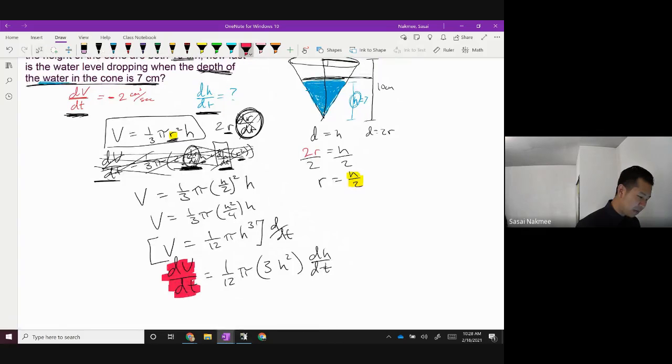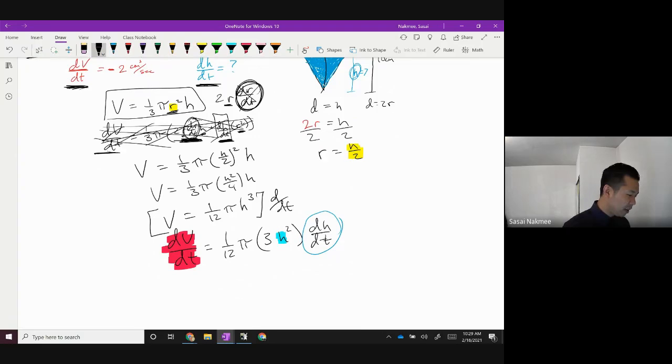dv dt is equal to -2. We also know what h is. h is equal to 7. And those are the only variables that we need so that we can solve for dh dt. You see that? dh dt is going to be the only variable there. I know that you're like, hold on, there's a pi, but pi is a number, right? That's going to be in there. So we're just going to go ahead and plug everything in here.